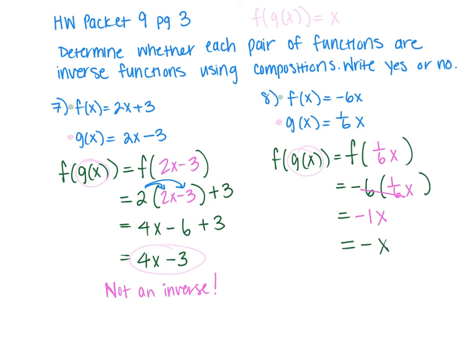And here's the thing, I can't really reduce this anymore. This is really all I can do. And looking at it, that's actually not the x that I want, right? This is a negative x. So this is not an inverse because there's a negative in front. So I have to say this is not an inverse as well. So it has to be just a 1x in order to be an inverse when you use the composition functions to test it out.